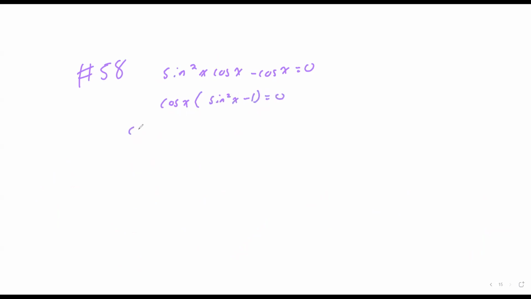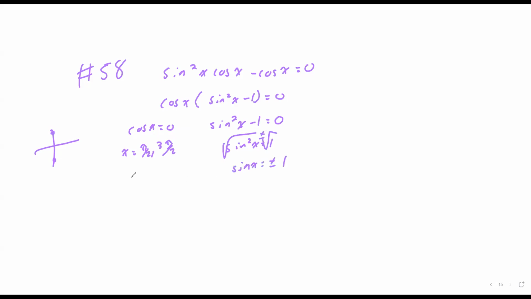Now I can set each one of these factors equal to 0. So this now gives me, all right, where does cosine x equal 0? It equals here and here. So that's x equals pi halves and 3 pi halves. Here I would need to add 1. So sine squared x equals 1. Then the square root of that, don't forget the plus or minus. So sine x equals plus or minus 1. And that also happens to be at those two values. So it works out for both situations.